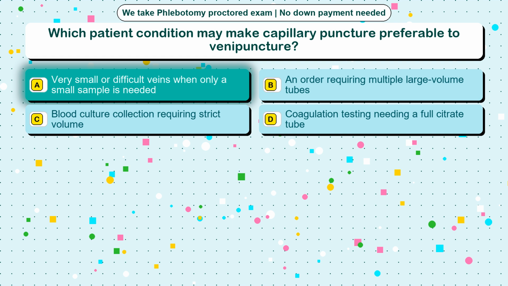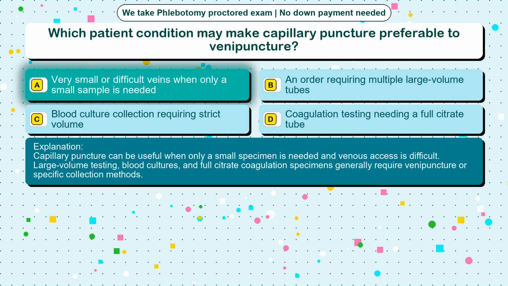Very small or difficult veins when only a small sample is needed. Capillary puncture can be useful when only a small specimen is needed and venous access is difficult. Large volume testing, blood cultures, and full citrate coagulation specimens generally require venipuncture or specific collection methods.